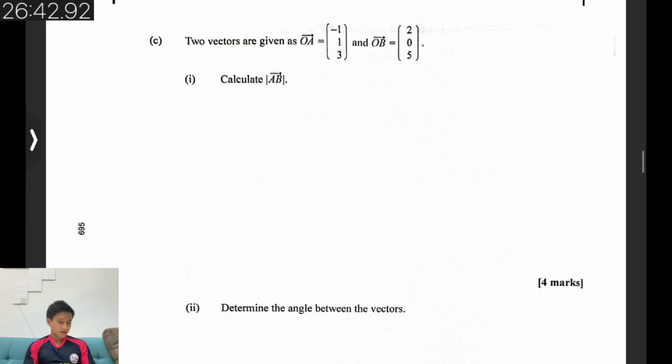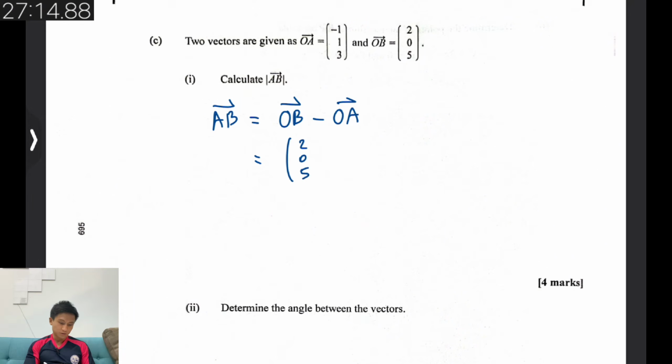Next. Part C, two vectors are given as OA and OB. Calculate the magnitude of vector AB. Right, so the magnitude of vector AB, well, vector AB is just OB minus OA. AB is a relative vector, so you do OB minus OA. If it was AC, then you would have done OC minus OA instead, all right?